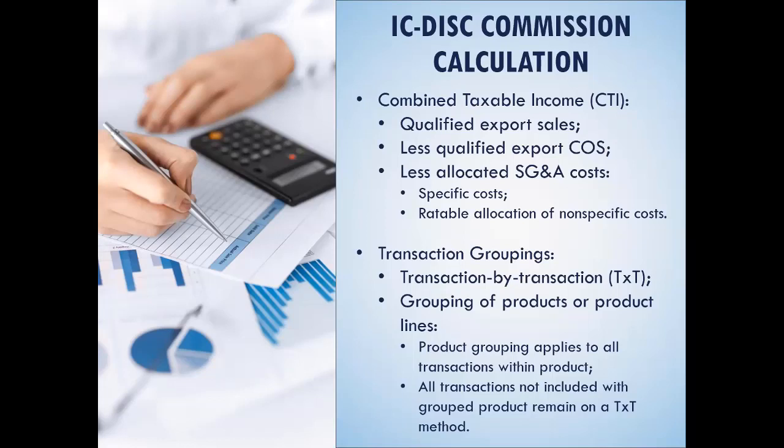You do have the ability to group transactions by products or product lines. So you would calculate the commission on a product basis versus on a transaction by transaction basis. If you do the grouping, it will apply to all transactions within that product, but all transactions that are not included in the group product would remain on the transaction by transaction basis unless you make another product grouping for those remaining transactions.